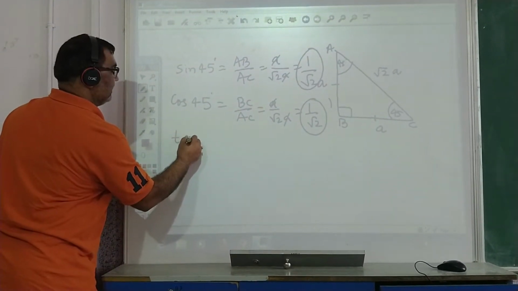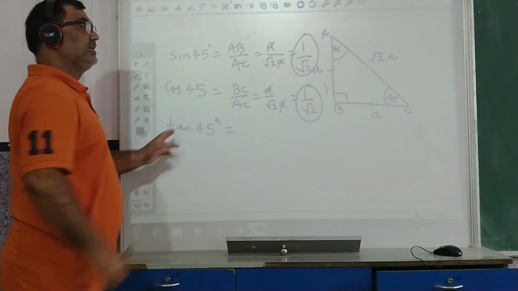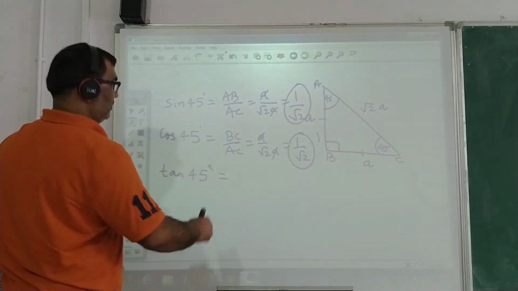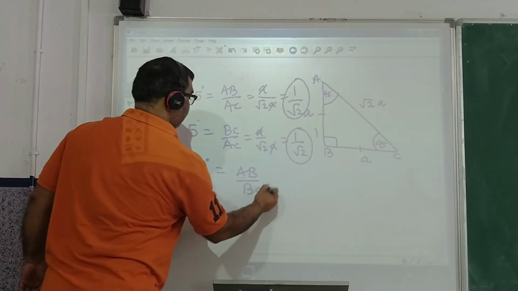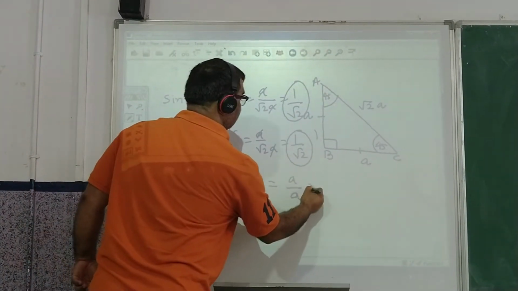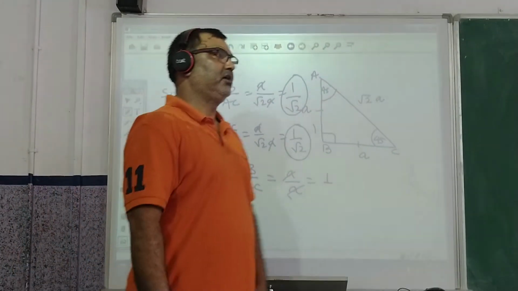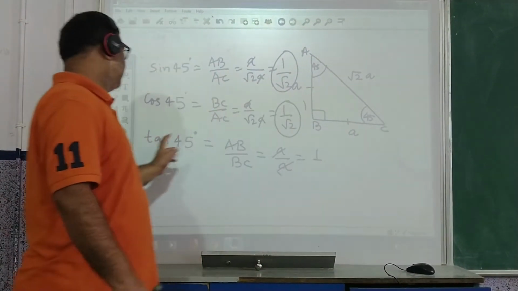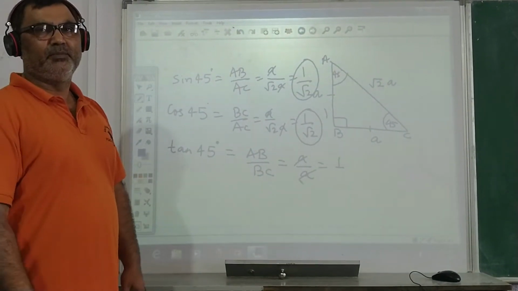Next is tan 45. Tan is the ratio of P and B. P is AB, so can I write AB by BC? AB is A, BC is A. So A cancel, the result is 1. So now sin 45 is 1 by root 2, cos 45 is 1 by root 2, tan 45 is 1. Now we can find out the remaining 3.